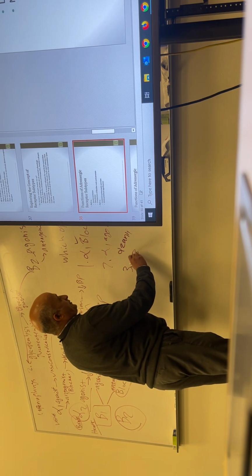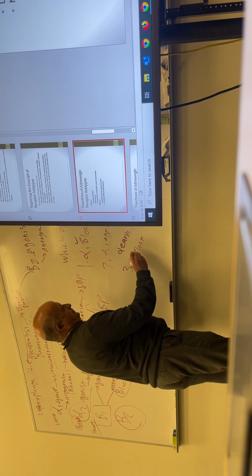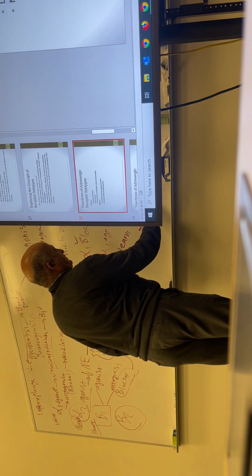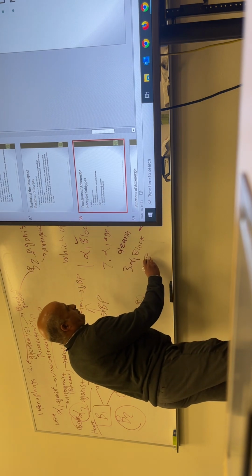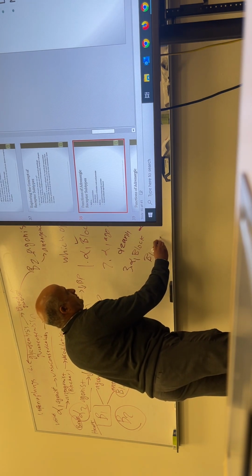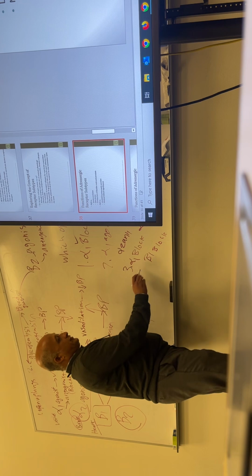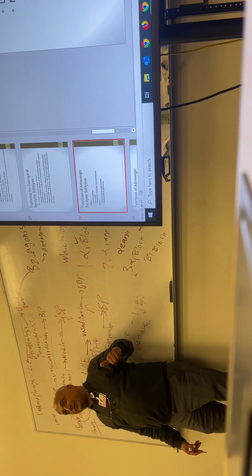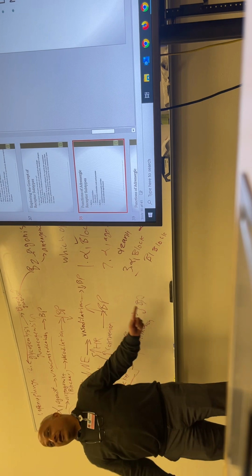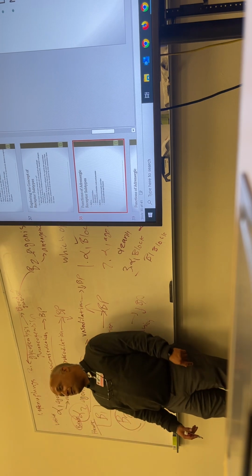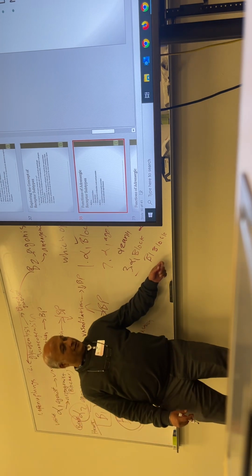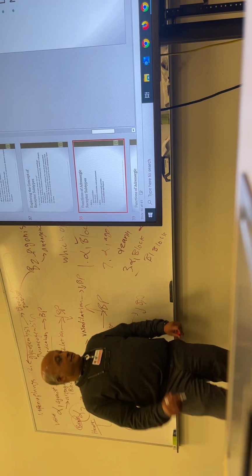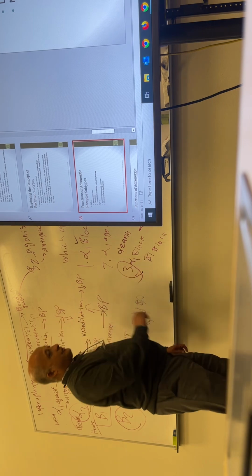Alpha 1 blocker, alpha 2 agonist. Right, this choice again. Alpha 1 blocker, decrease the blood pressure? Yes. Alpha 2 agonist, decrease the blood pressure? Yes. Beta 1 blocker, decrease the blood pressure? Yes, right? So that's the correct answer.